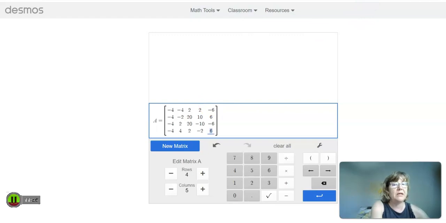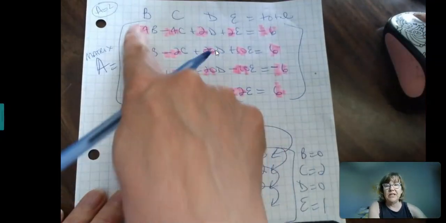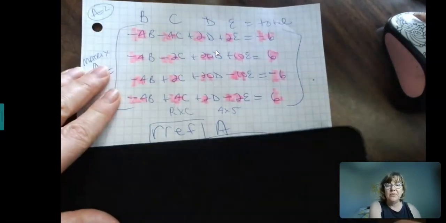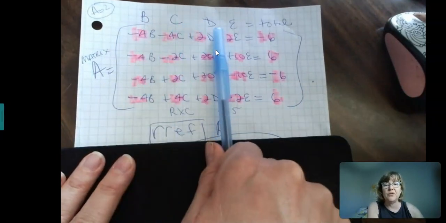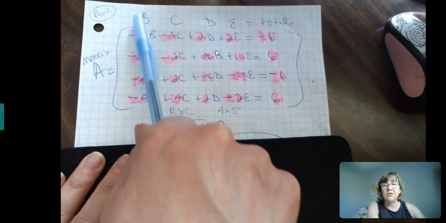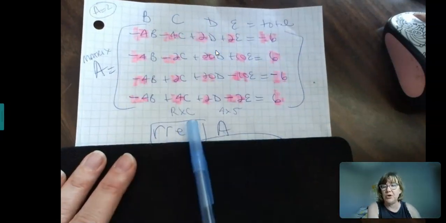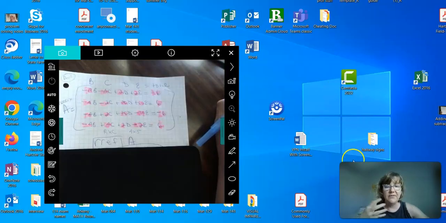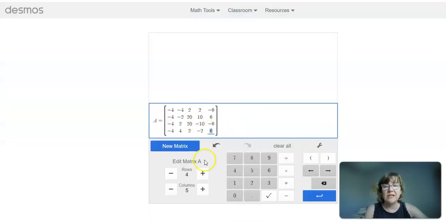So let me go back here for a second. What I did is I took the formulas. You only write the coefficients, the numbers in front. So you ignore the B, ignore the C, ignore the D, ignore the E. This is your B column, C, D, and you don't need to write them, just the coefficients. And we're going to do reduced row echelon form. What that does is it does pivots on the matrix, and we'll learn what those are later. And those pivots will solve it.